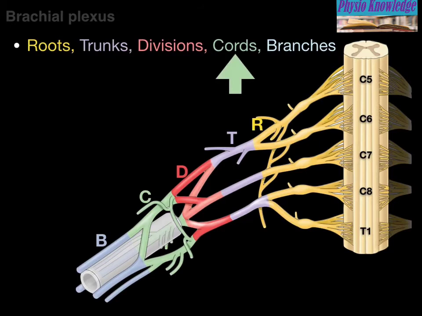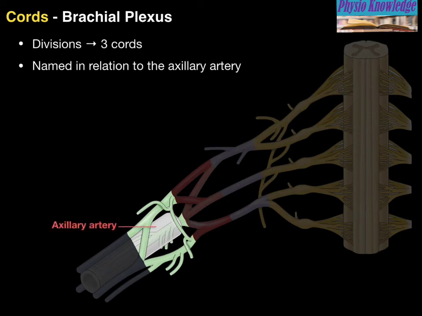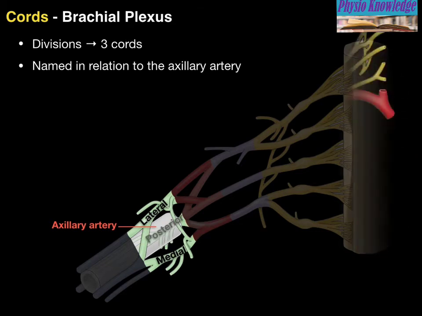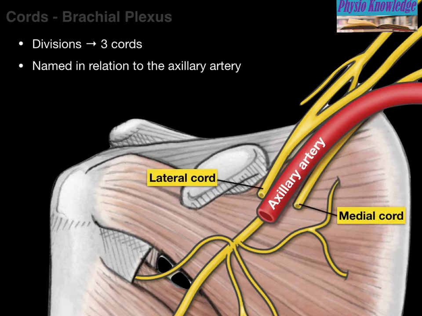Next, we're going to talk about cords. And so the divisions then give rise to three cords. They're named in relation to the axillary artery. So there's our axillary artery that's in blue. I wish I'd drawn it in red, but there's that axillary artery. And then there's a lateral and medial cord named in their relationship to this axillary artery. And then deep to it, I've tried to ghost it out, is the posterior cord. Let's do that again, except with this picture right here. There is our axillary artery, and lateral is the lateral cord, medial is the medial cord, and deep is the posterior cord right there.